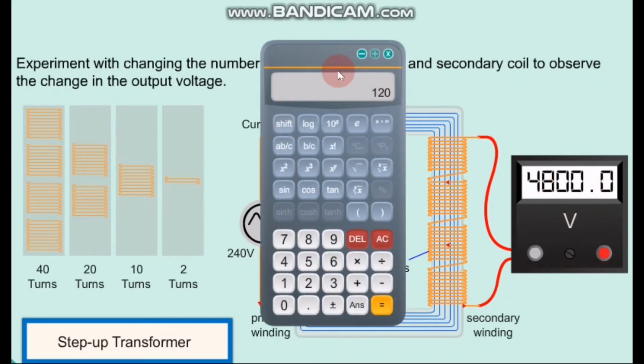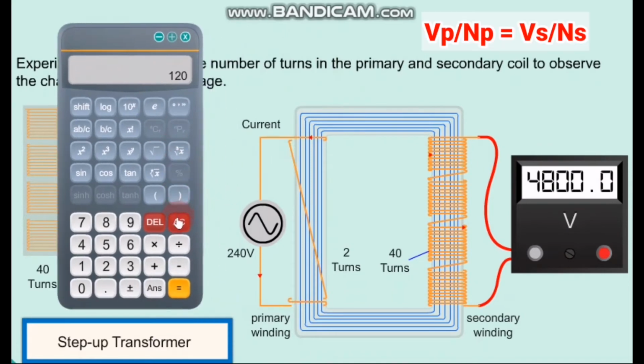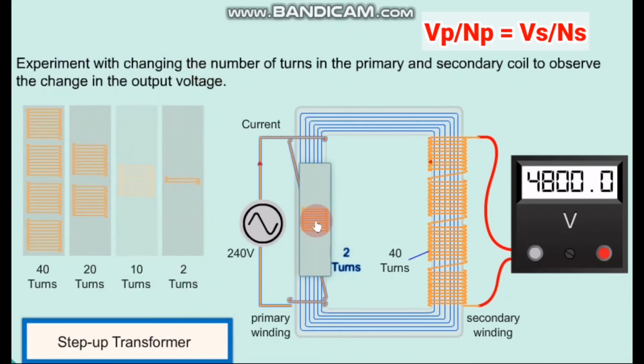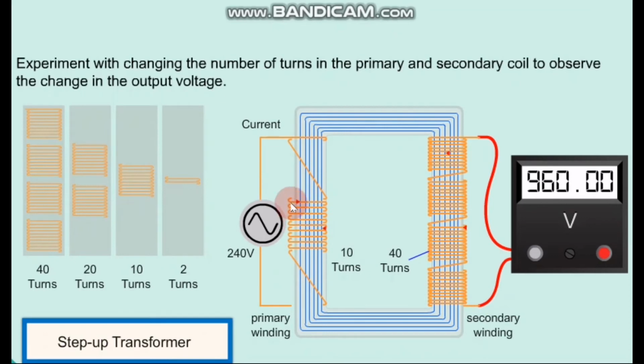And again, how to determine this? So the input voltage 240 volt divide by 2, this is Np, multiply by 40, this is Ns. So the output voltage Vs is 4,800 volt. Okay, now we place 10 turns in the primary coil by maintaining the input at 240 volt.